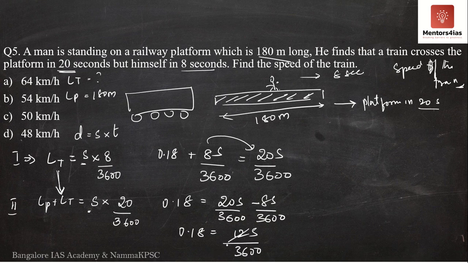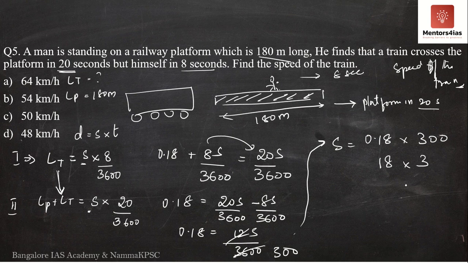Where 12 threes are 36. Therefore, I am going to write this over here. Therefore, speed is 0.18 into 300, or nothing but 18 into 3. What is 18 into 3? 8 threes are 24, 3 on the 3, 1 and 4, 54. Therefore, speed of the train is 54 kilometers per hour. The speed of the train is 54 kilometers per hour.